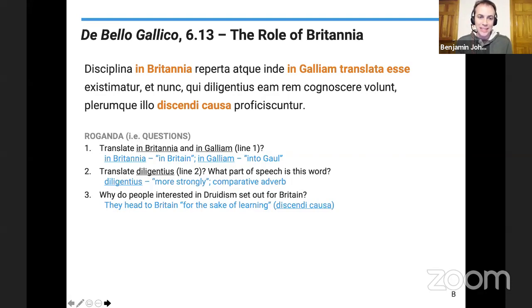And we'll get to that in question 3. Translate diligentius in line 2. So diligentius, more strongly, more diligently, is a comparative adverb, which is not something you see very often. It doesn't look comparative because we're used to seeing words that have an -or in it. But when it's a comparative adverb, it looks more like the neuter comparative with the -ius. So just beware of that. It shows up several times in the AP syllabus and in Latin in general. Since it's a comparative adverb, that's why we have the -ly ending.